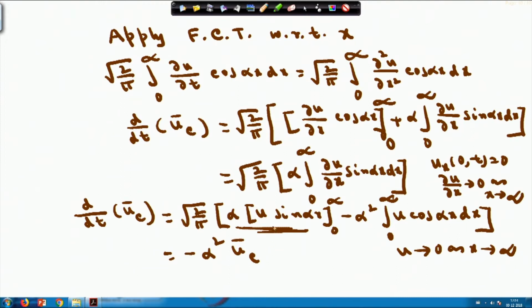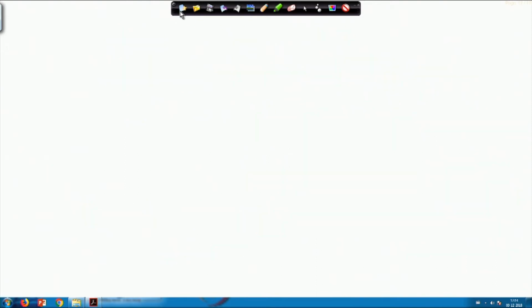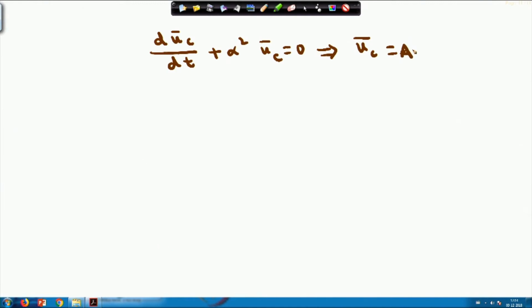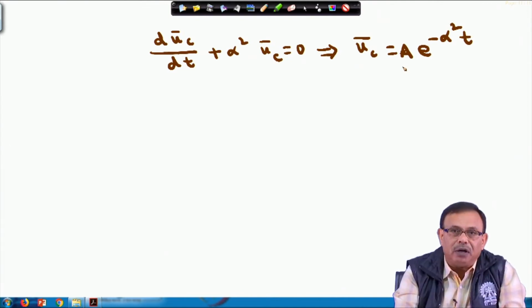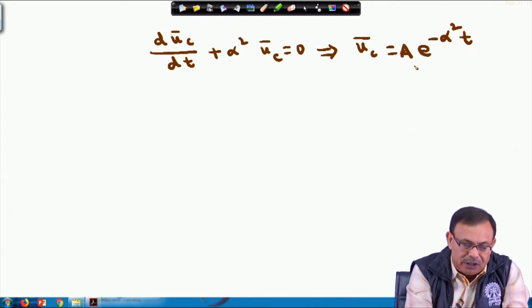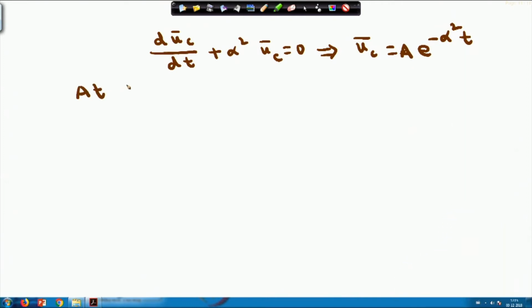So, that your differential equation becomes d u bar c dt plus alpha square u bar c equals 0, and the solution of this one is u bar c equals A into e power minus alpha square t. I have to find out the value of the constant A now using the similar process, that is at t equals 0. What is the value of u bar c(alpha, 0)?